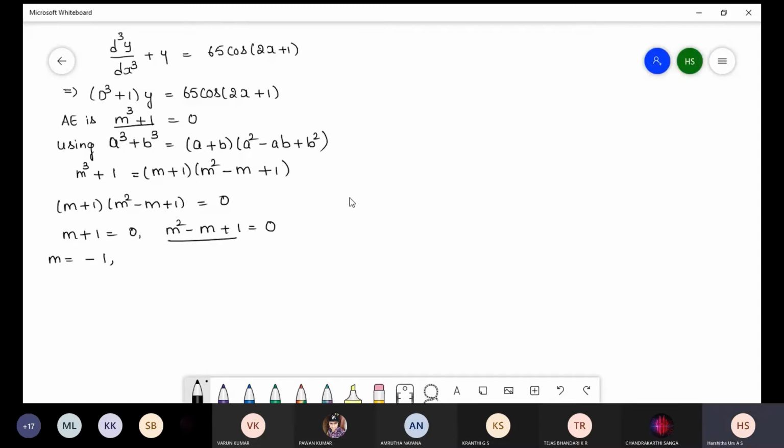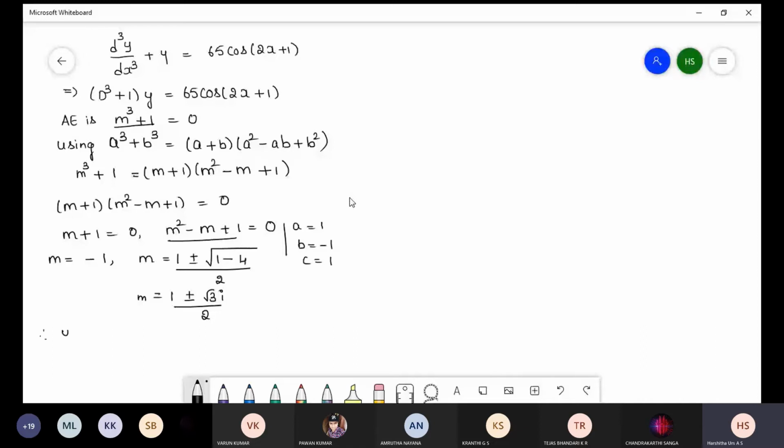For this we have to apply the quadratic equation formula, that is m is equal to minus b plus or minus root of b square minus 4ac divided by 2a. Here a is equal to 1, b is equal to minus 1, c is equal to 1. So minus of b value is minus 1, so it will become plus 1, root of b square, minus 1 whole square, 1 minus 4 into 1 is 4, divided by 2. So 1 plus or minus root 3i divided by 2. This is one more root.